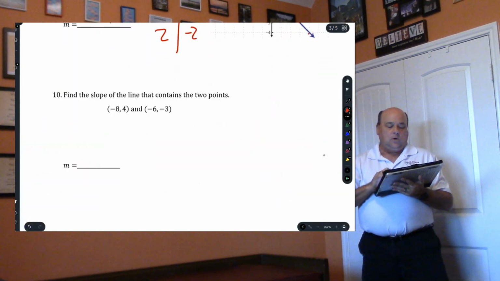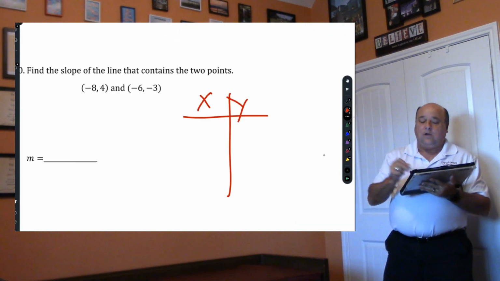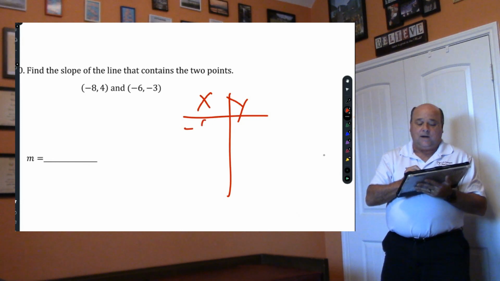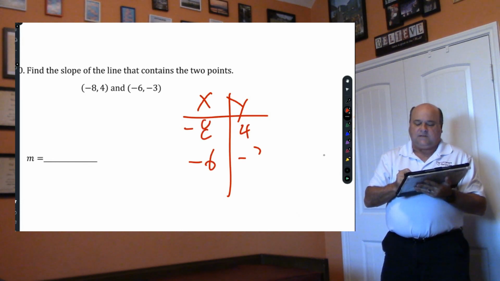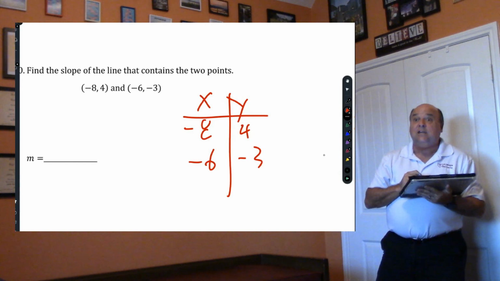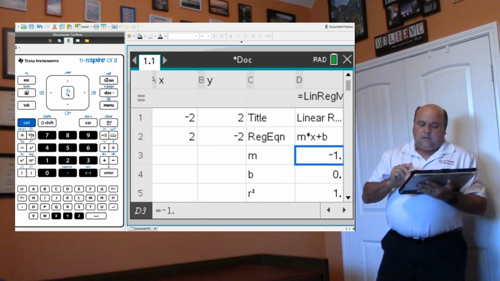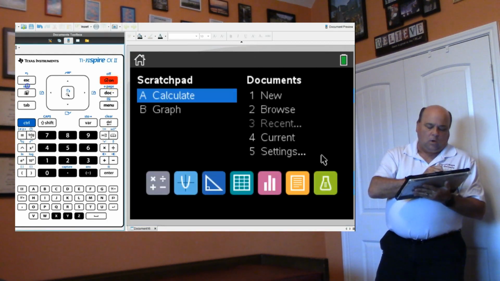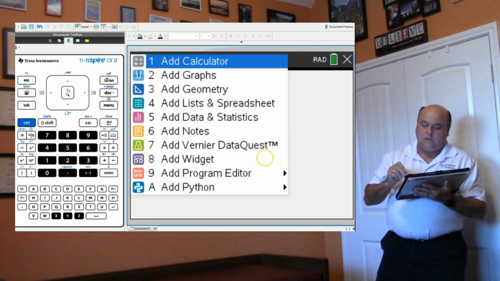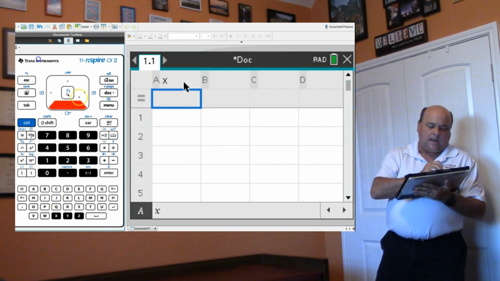Let's go to number 10. Same thing, we're going to make a T-chart. Are y'all getting the hang of this? Over and over, -8 and 4, -6, -3. We got to put this into the calculator. This is tedious. You won't miss them if you're using the calculator. So we're going to hit home, 1, no, and then click 4 for spreadsheet. We got to type in the X and the Y.